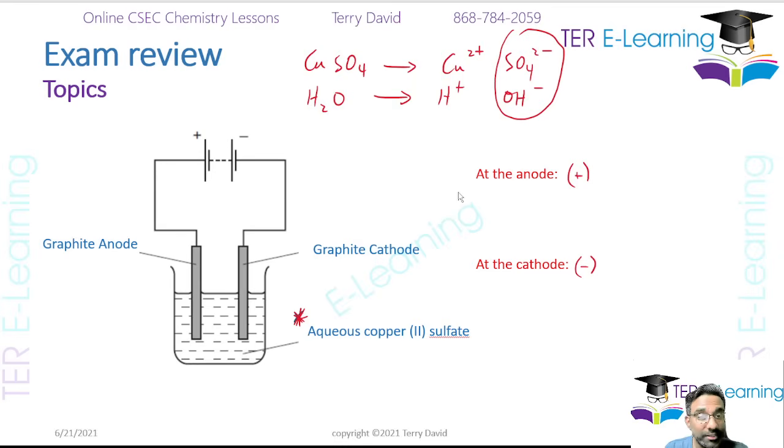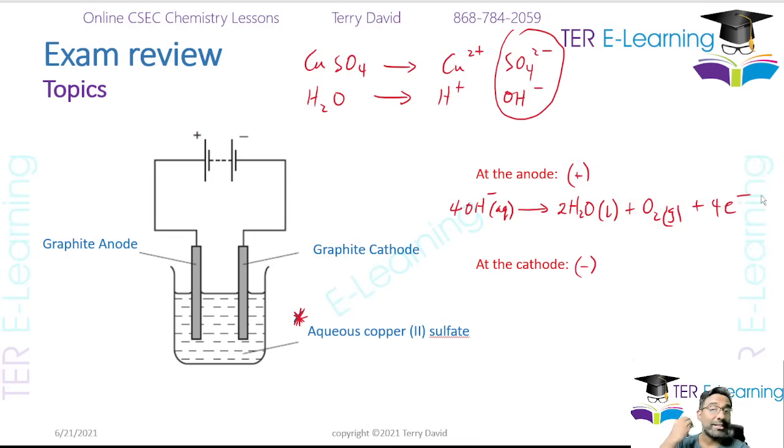So what's going to happen here is the same equation we learned before: 4OH-(aq) produces 2H2O(l) plus O2(g) plus 4 electrons. That's what's happening at the anode. So this is how you're making decisions based on position in the electrochemical series, also based on concentration, also based on whether my electrodes are inert or active. In this particular case, we're using graphite electrodes.